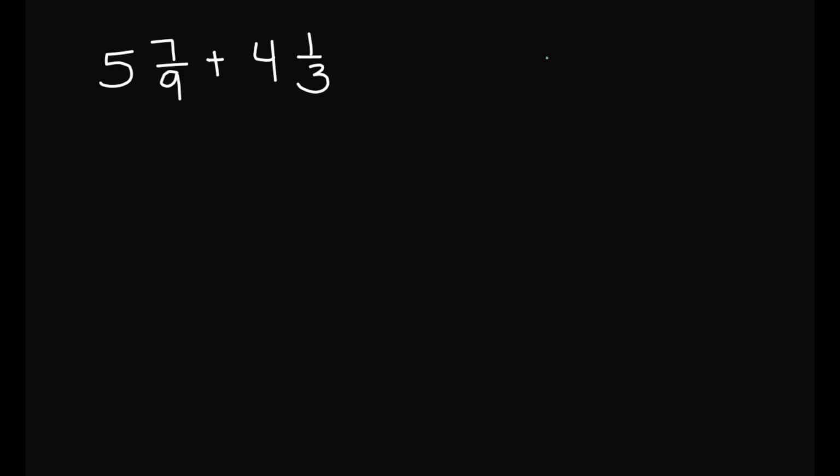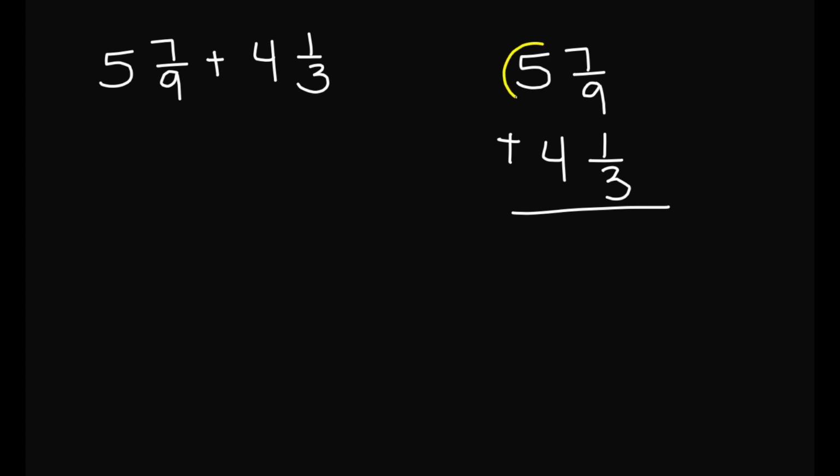I'm going to go ahead and rewrite my mixed fractions. And remember, you can solve it horizontally or vertically. So first, I'm going to go ahead and add my 5 plus my 4. This is going to equal 9. Now I'm going to add my 7 over 9 plus the 1 over 3. So we have 7 over 9 here plus my 1 over 3.